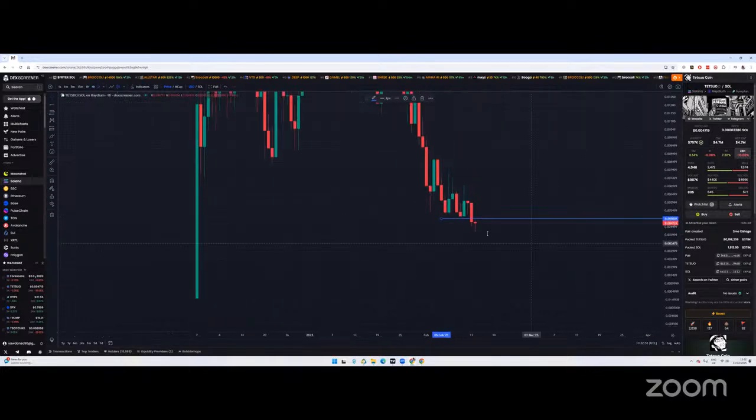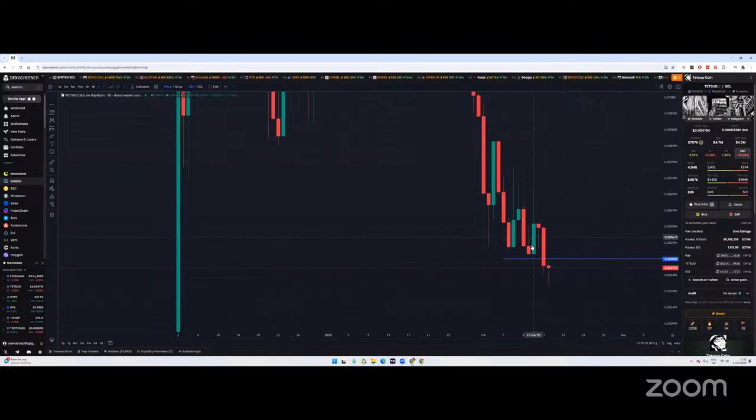On the daily time frame, it does have potentially the pattern. We have the up, we have the down. So let's wait for the up, and then we can start looking for the buy.